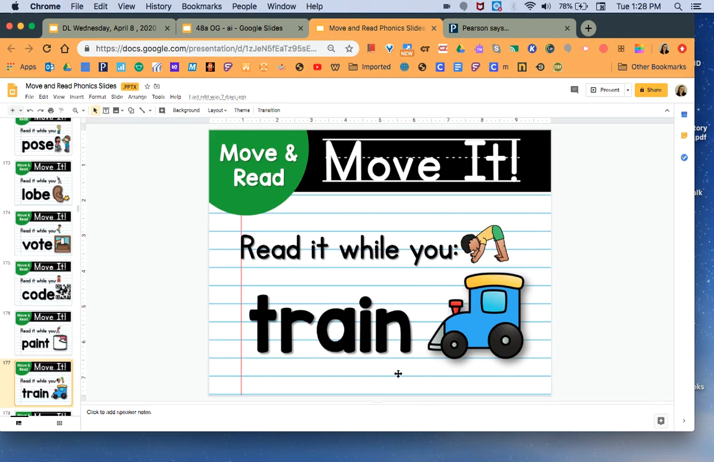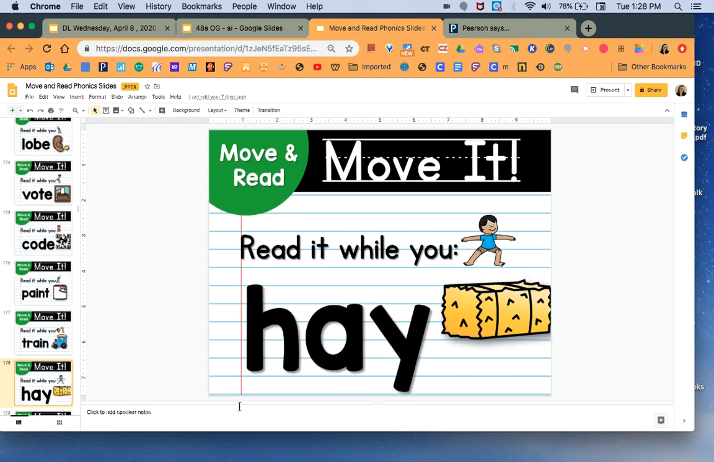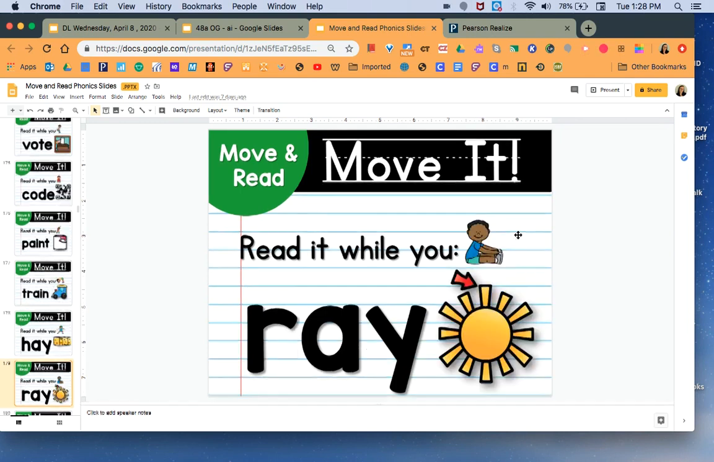Train, train. Touching the ground. A, hey. And I say this AY is one sound because that is a vowel team. This boy is kind of leaning over. R-A, ray. Just like a sun's ray, you should be touching your toes.